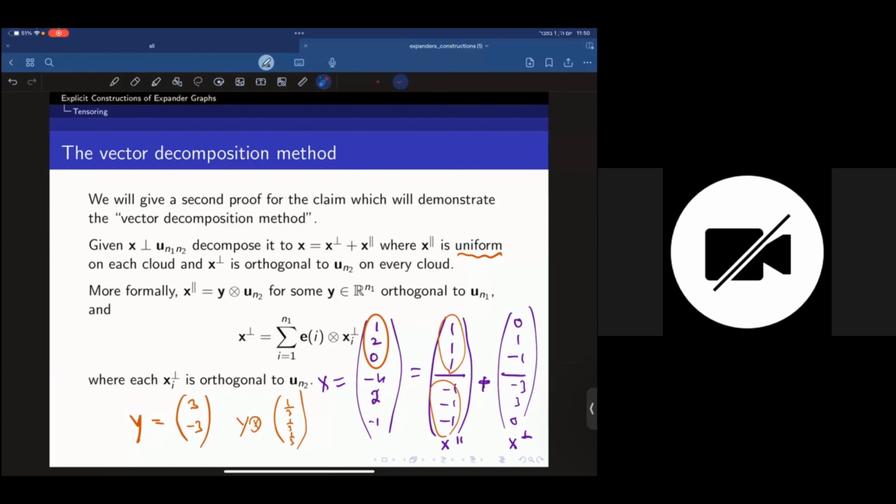And so every time we see x parallel, we know that we can write it very nicely as y times uniform, where y is orthogonal. So it will be important. Do you understand why y is orthogonal?